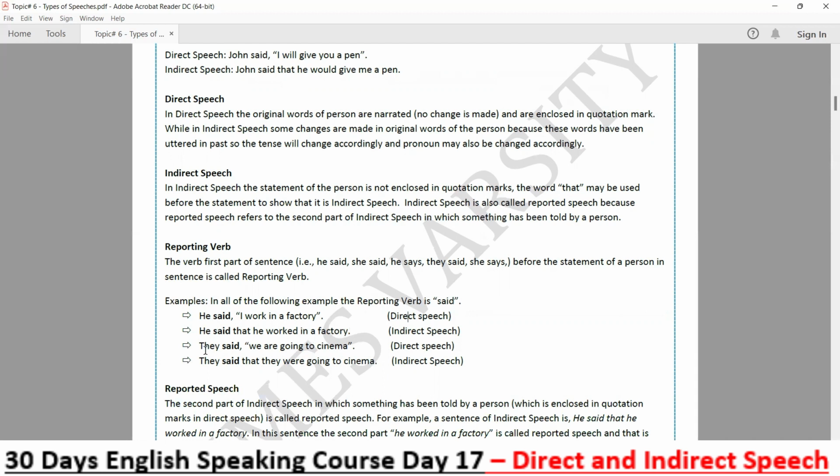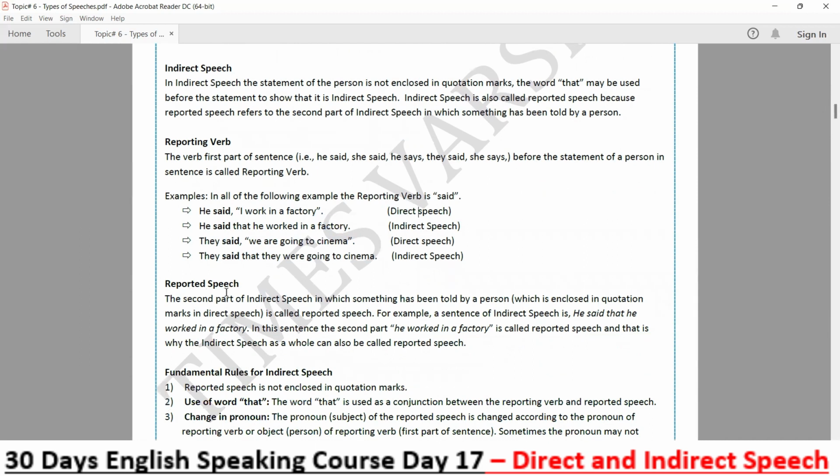Another direct speech: They said, "We are going to the cinema." Indirect speech: they said that they were going to the cinema. So there are some changes which we need to make when we change from direct to indirect. So that is the reporting verb.